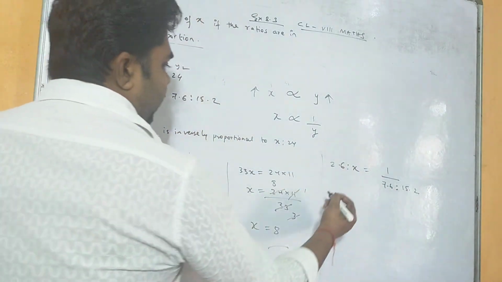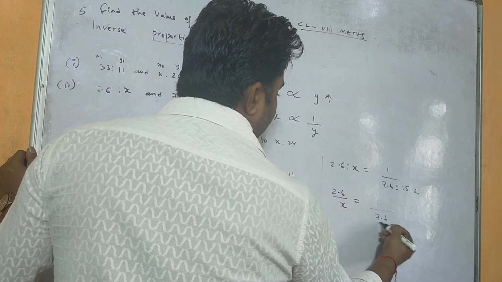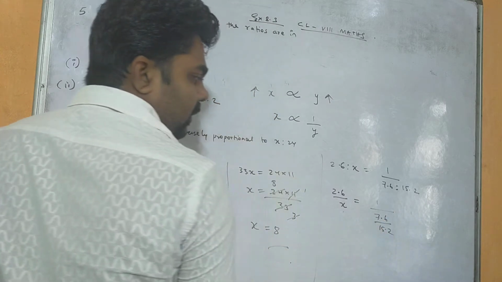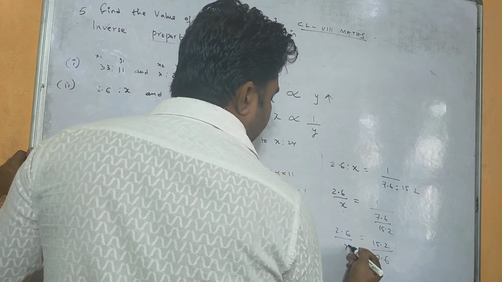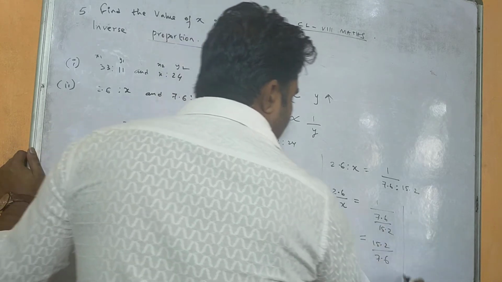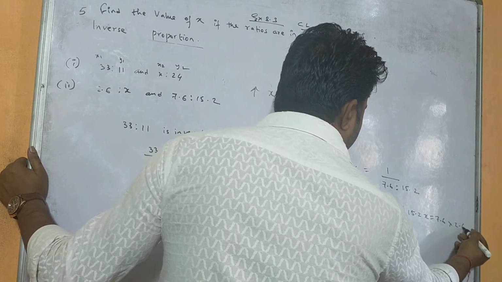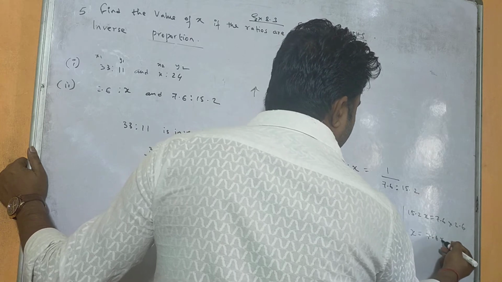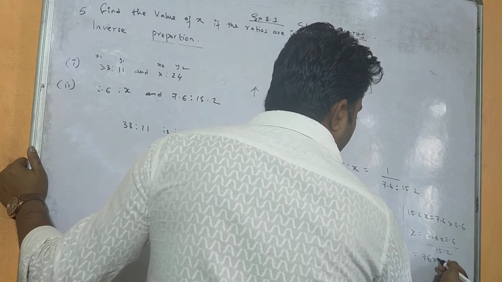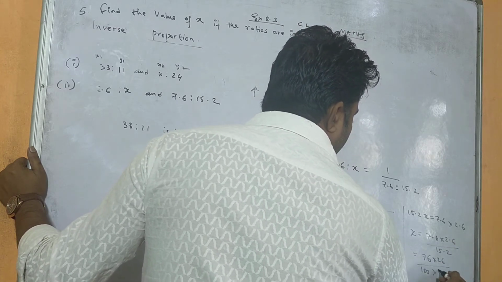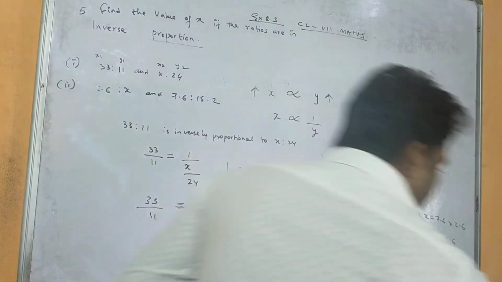Now 2.6 is to x can be written as 2.6 by x, and this can be written as 7.6 by 15.2. Is to means divide. Now 15.2 will be going up, that is 15.2 by 7.6, and here 2.6 by x. Cross multiply. You will get 15.2x equals 7.6 into 2.6, or x can be written as 7.6 into 2.6 divided by 15.2. If this decimal point is removed, then we get 100 in the denominator, and 152 in this point will be removed, then 10 will be going up. Right? So this one I will be solving here.